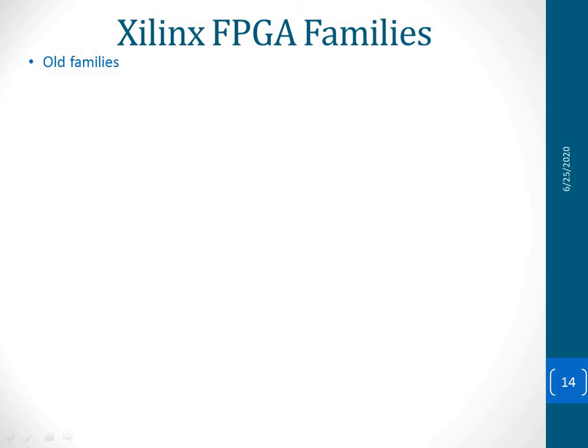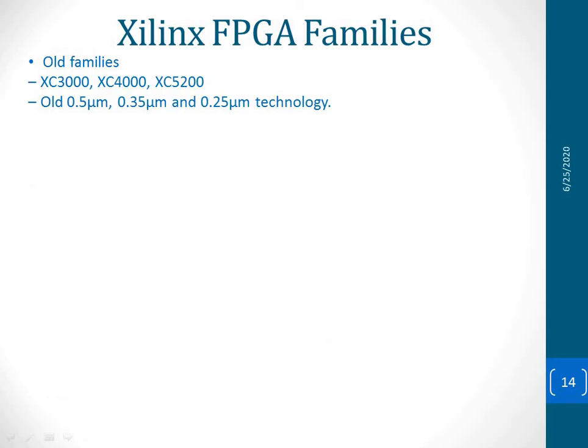Now we'll move on to Xilinx FPGA families. The old families are XC3000, XC4000 and XC5200. They are of 0.5 micrometer, 0.35 micrometer and 0.25 micrometer technology. The technology denotes the length, the wire length or the material length that is used. So it is just 0.5 micrometer. You can imagine 0.5, 0.35 and 0.25 micrometer. These are not recommended for modern designs.